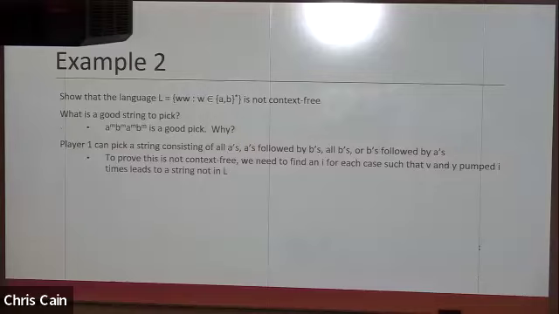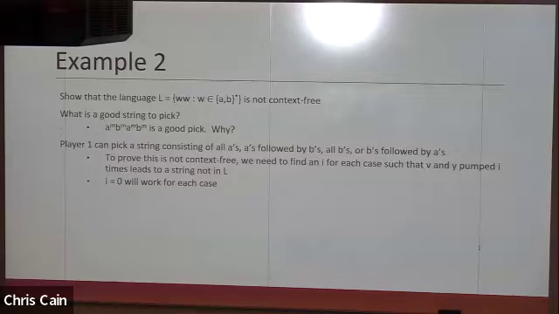So to show it's not context-free, we picked a good string, a^m b^m a^m b^m, which is the same string, a^m b^m, repeated again. Thinking of this from the pumping lemma game perspective, player one can pick anything. So we need to consider the associated cases of what they could pick.